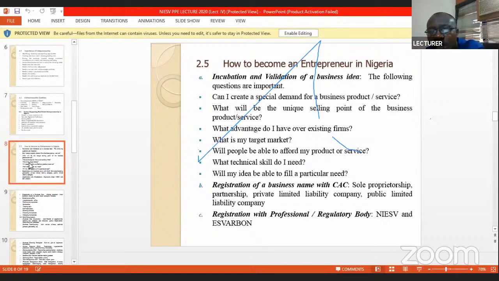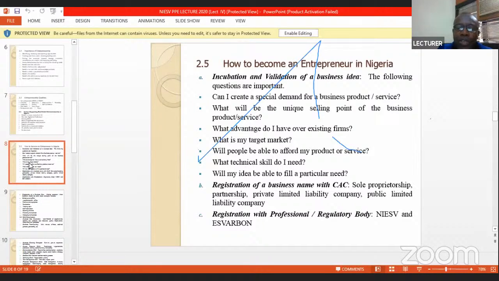What technical skill do I need to produce this product or service? You must find the necessary technical skill. Will this idea be able to fill a particular need? If yes, then you are on the verge of being a good entrepreneur.